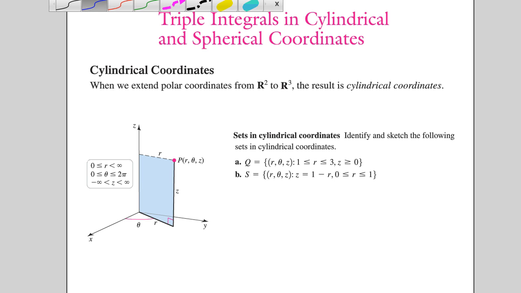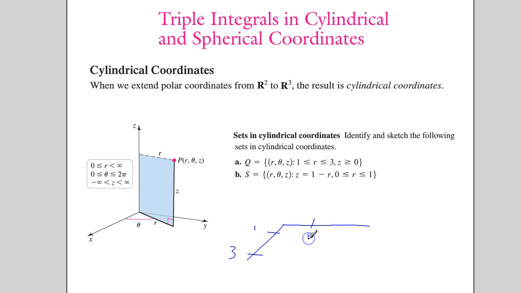So the set Q is all of these (r, theta, z) ordered triples, such that r is between 1 and 3 and z is positive, or non-negative at least. R is between 1 and 3, so if you can imagine r being between 1 and 3, that's not going to include r being 0 all the way up to 1. So there's a 1 and there's a 3. And so we're going to rotate around to those.